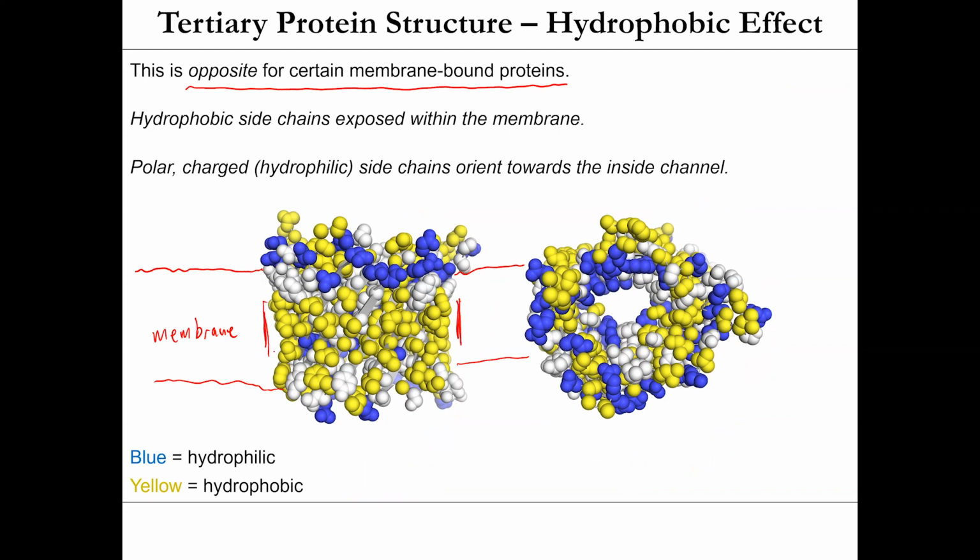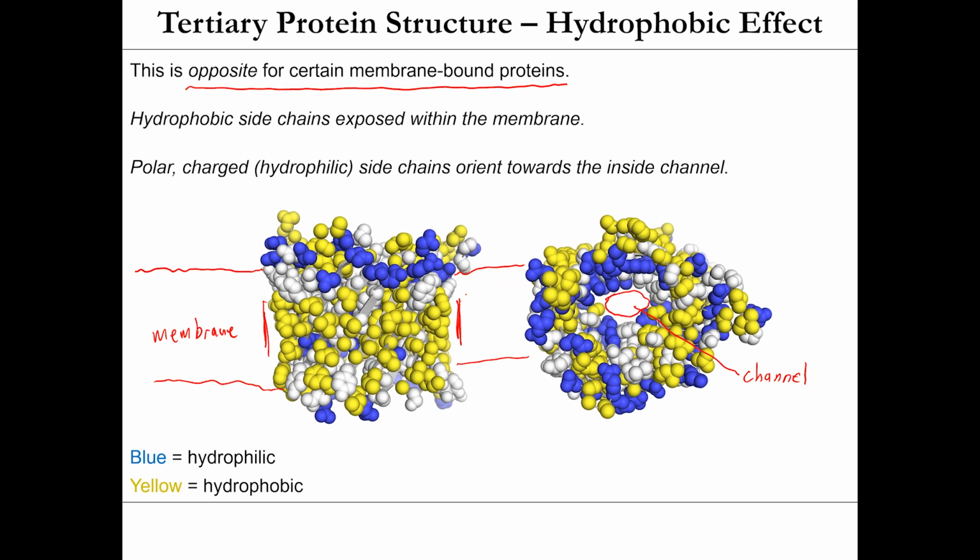Whereas if the protein has a channel in the middle that interacts with water, the polar, charged or hydrophilic side chains are going to be oriented towards the inside of that channel. So this is a protein that's embedded in the membrane and forms this channel, and you're going to see sort of the opposite effect for its tertiary protein folding.